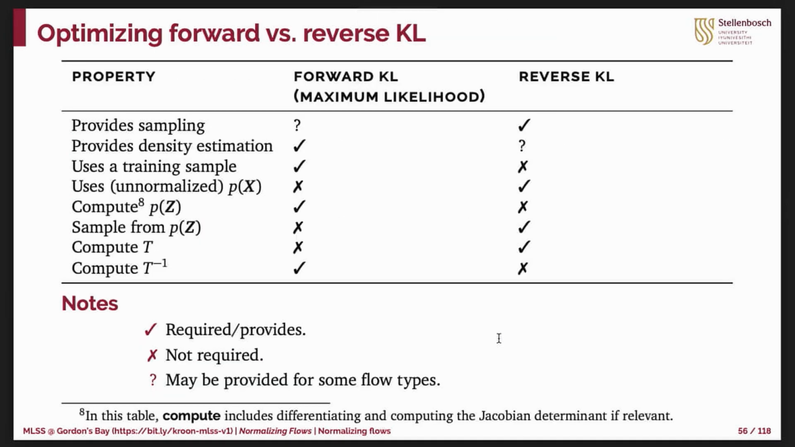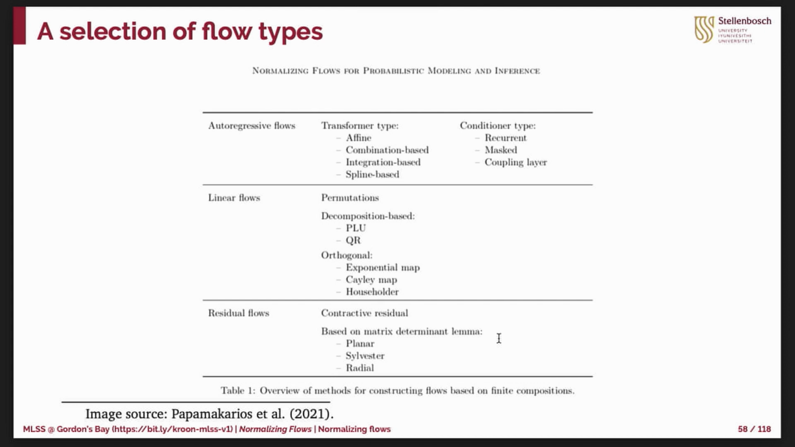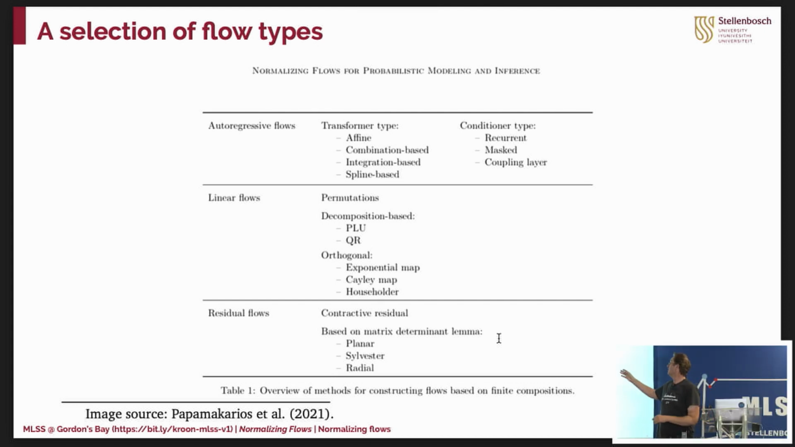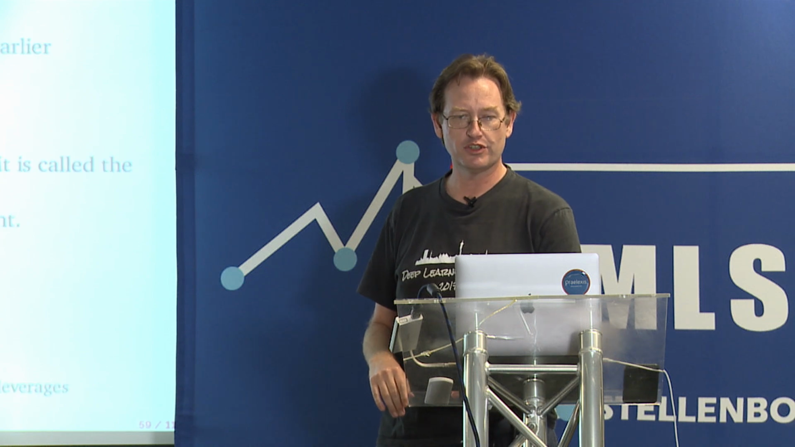We spoke about forward versus reverse KL divergence, but I'm not going to talk about that. And then we started speaking about the first class of flow types there, autoregressive flows. This was an illustrative example of something where we can do efficient forward implementation, from the base distribution to the complicated distribution, but inverting it is slow. But we can get the Jacobian determinant efficiently because we use this autoregressive structure.